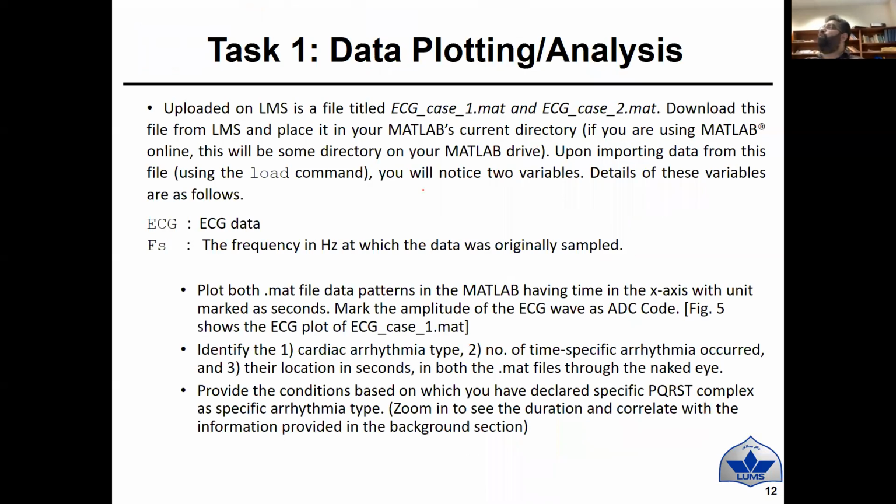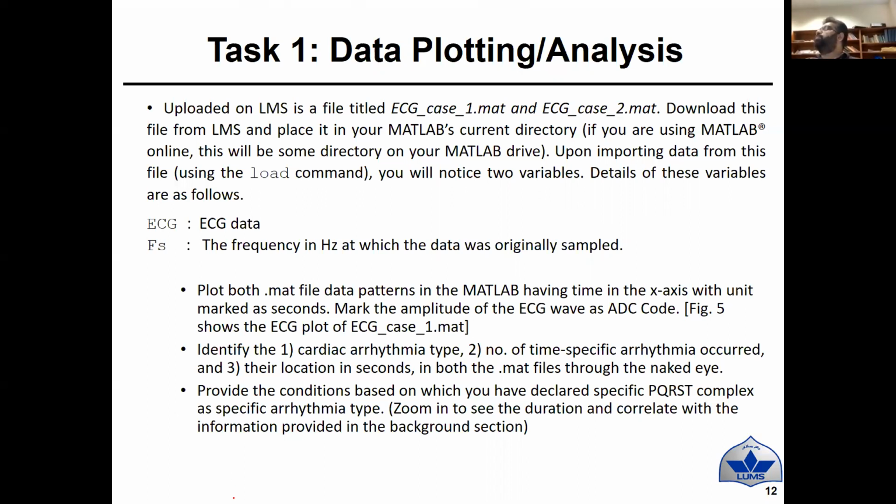So if we move forward towards the specific task, the first task is data plotting and analysis. You are provided with two ECG cases, case 1 and case 2. You can download them from LMS into your specific MATLAB directory. The MAT file has the information about the ECG data and the sampling frequency. The first thing you can do is plot both of them in MATLAB, and you can see how the signals look. You don't have to write code for this.